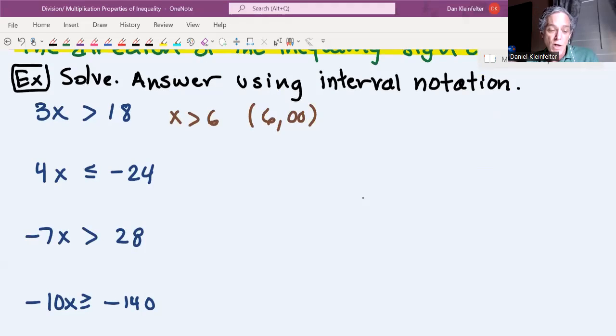And that's it. Okay, 4x is less than or equal to negative 24. We're going to divide by 4. 4 is positive, so we'll have x is less than or equal to negative 6. I know the negative 24 is negative. That's fine; it doesn't matter. What matters is what you are multiplying or dividing by. In this case, we're dividing by the 4, which was positive, so everything's fine. X is less than or equal to negative 6. Negative infinity up to and including negative 6.